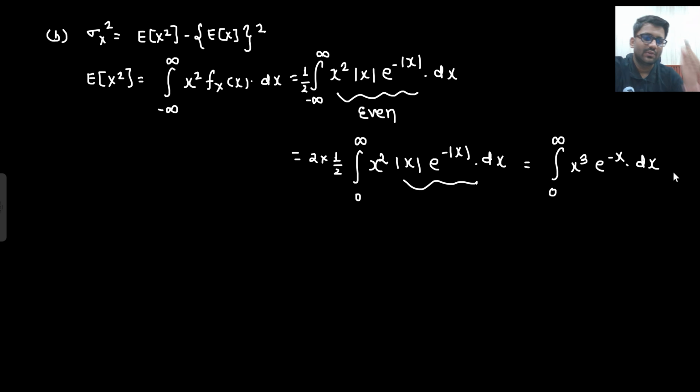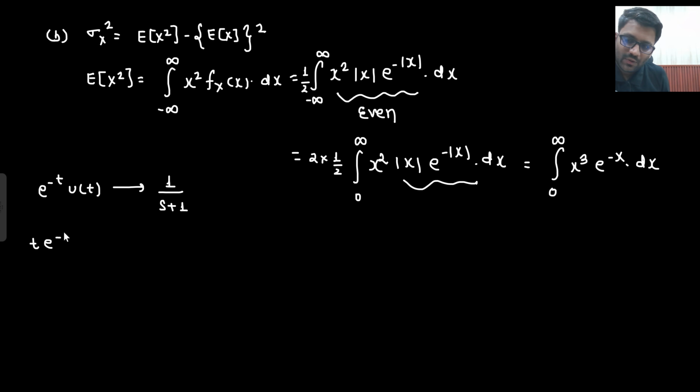Is that clear to you? So this is our question now, that this is something that I need to calculate. If I am able to calculate expectation of x square, if I am able to calculate this particular integration, then my job is done. So we need to go to signal system now. Do you remember what was the Laplace transform of e to the power minus t u(t)? That was 1 upon s plus 1. What was the Laplace transform of t e to the power minus t u(t)? That was 1 upon s plus 1 whole square.